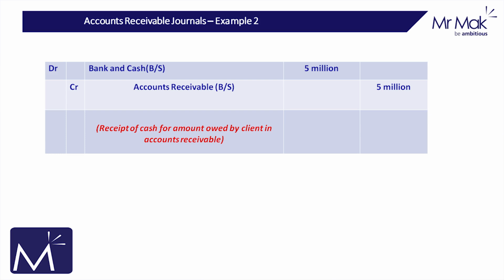On the credit side, they would credit the accounts receivable, showing that we are no longer going to receive money from the client. The client has paid and made good on what he owes. So there will be a credit to the accounts receivable.